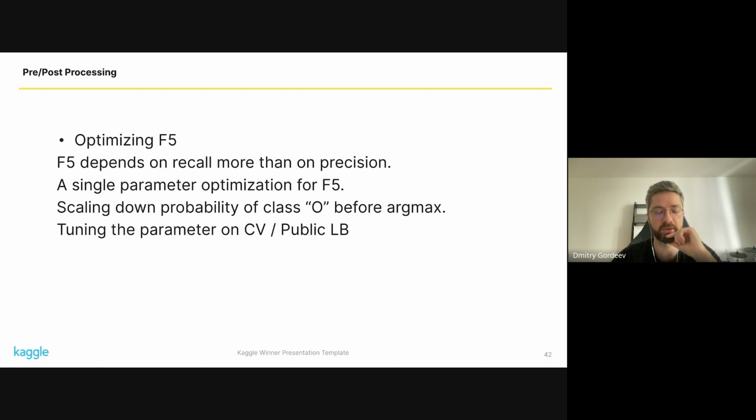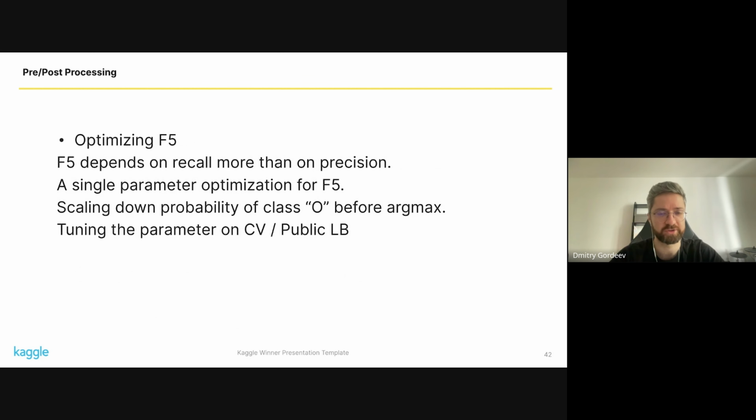So by introducing this parameter, I was able to optimize the F5 score just by finding the optimal value of that parameter, which works well both on CV, but we can also do it on a public leaderboard score. So if there's an independent sample, like public leaderboard, it is also easy to submit a few values to see what's the optimal one. But it was not an issue. It was always converging to approximately the same number for all the submits I had.